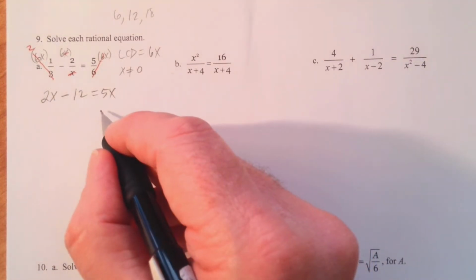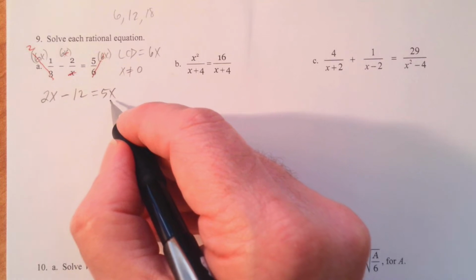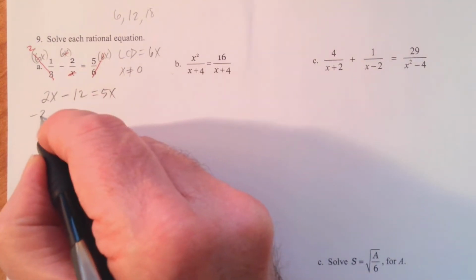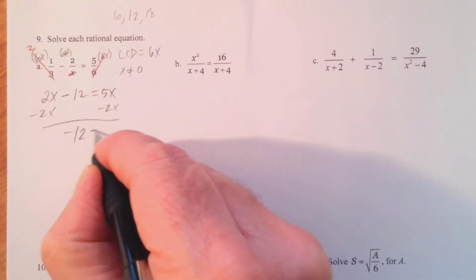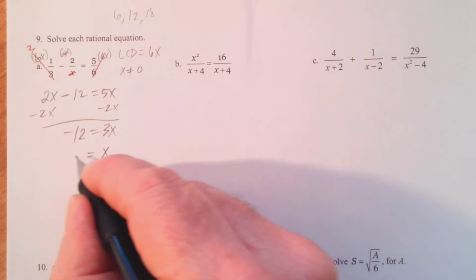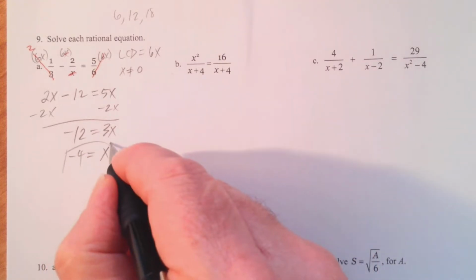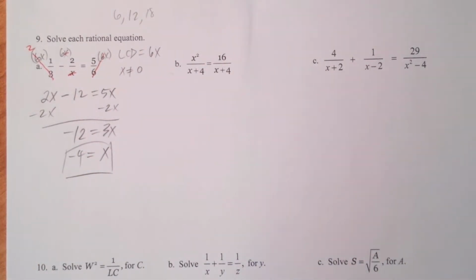Notice we have x on both sides, so let's get rid of... normally you don't want to get rid of a term when it's the only term on a side, so let's subtract 2x on both sides, and that'll get x on one side only. And you can see that x is going to be negative 4 here. Now that wasn't the restricted value, and so we're okay.